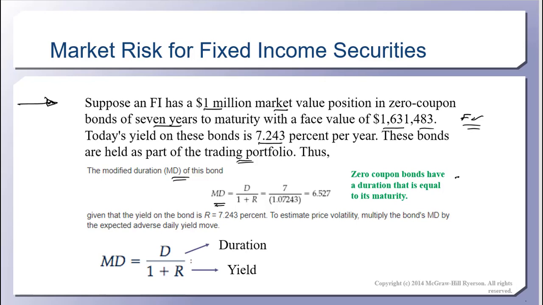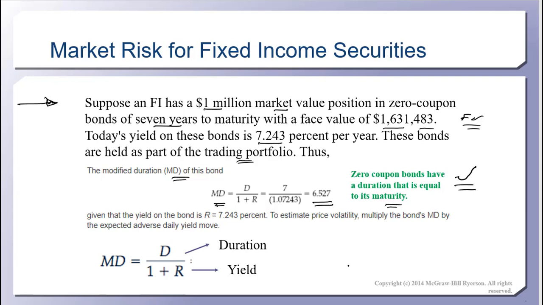So a quick note here, I put in bold and green, is that zero coupon bonds have a duration that is equal to the maturity. So we look up here, we can see that the bonds have a 7-year maturity, so the numerator is 7. And then in terms of the denominator, the R, that's coming from the yield of 7.243%. So you can see 1 plus R is 1.07243. So in this case, the modified duration is 7 divided by 1.07243. So we're getting 6.527.